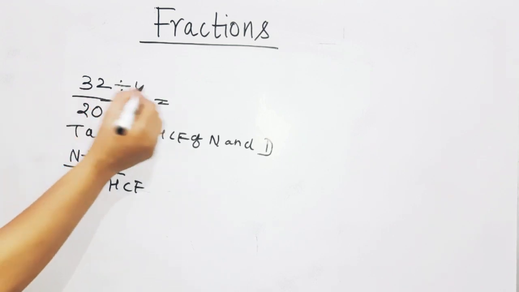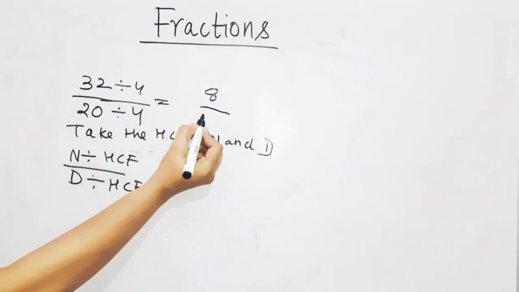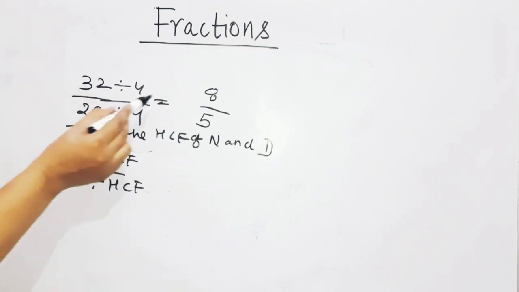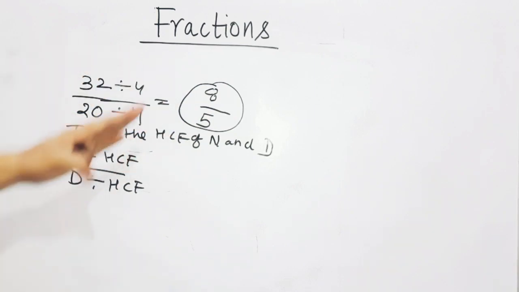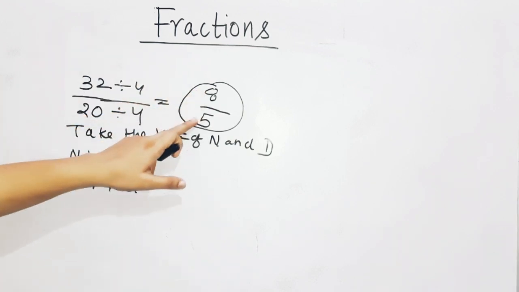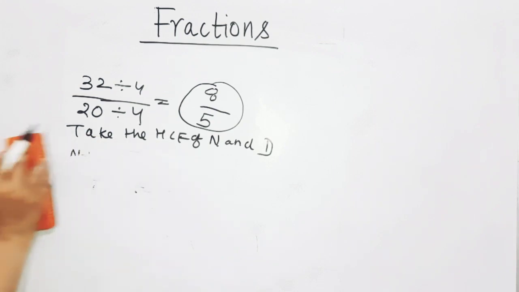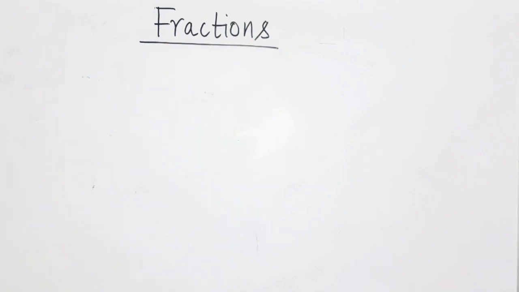So when you divide 32 by 4, you are going to get 8, and when you are dividing 20 by 4, you are going to get 5. Now this fraction 32 upon 20 is now in its simplest form, that is 8 upon 5. Now how will you check that this 8 upon 5 is the simplest form? When you see, 8 and 5 do not have any common factor apart from 1. Apart from 1, they have no common factor. That means this is the simplest form.